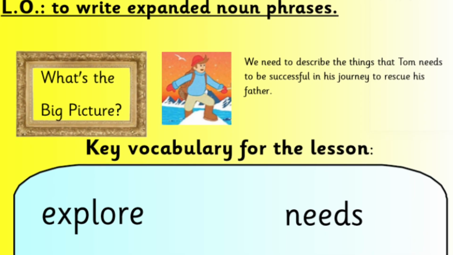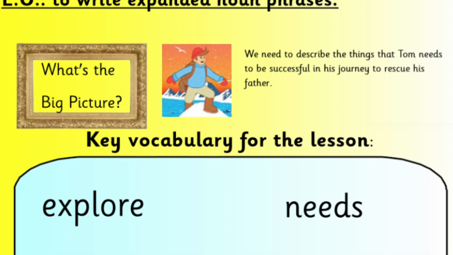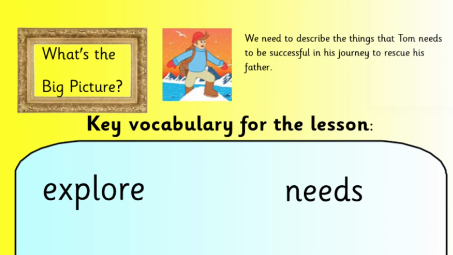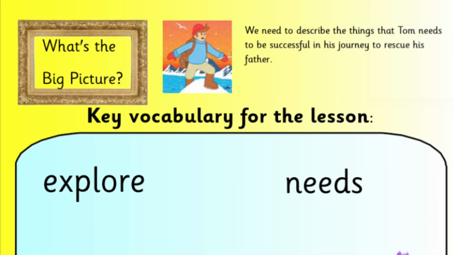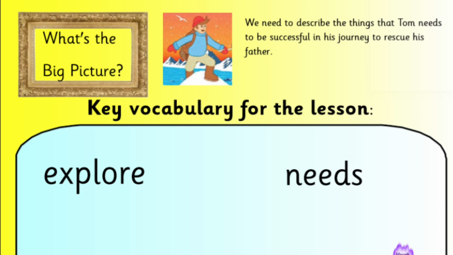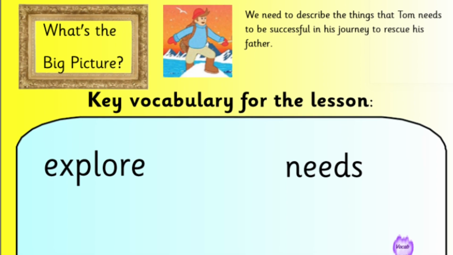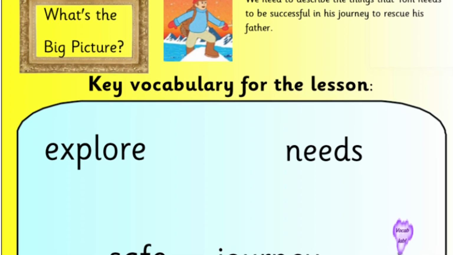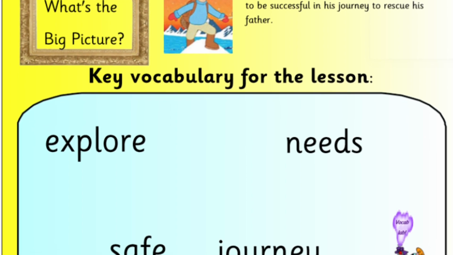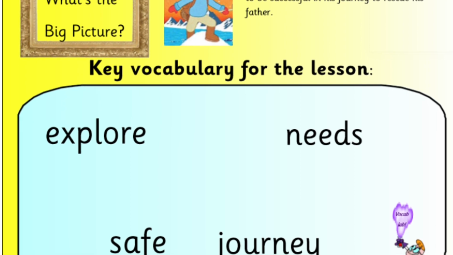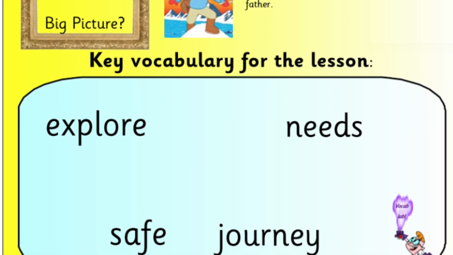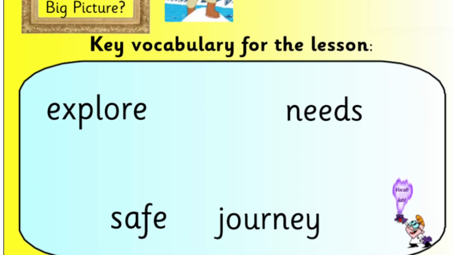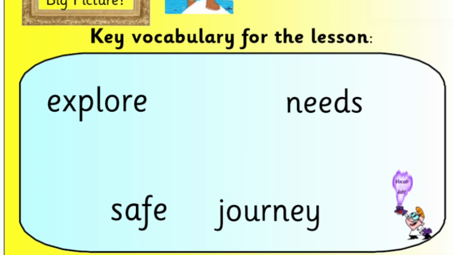Okay, so we thought today it was really important that we start to think about what Tom might need for his journey. So our learning objective is to write expanded noun phrases. We need to describe the things that Tom needs to be successful for his journey to reach his dad. We need to make sure that he's not cold and tired and hungry like we were. Some of the words that you might need for today's lesson are, read them with me, explore, needs, safe, and journey. Perhaps you could teach a grown-up one of our word-aware raps and shout, say, and clap out those words together.